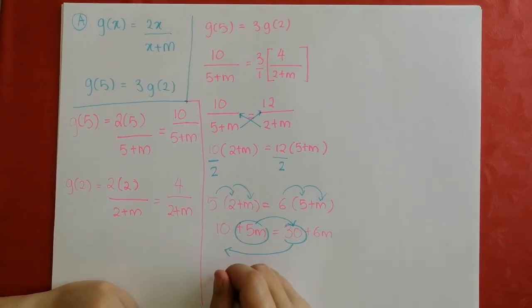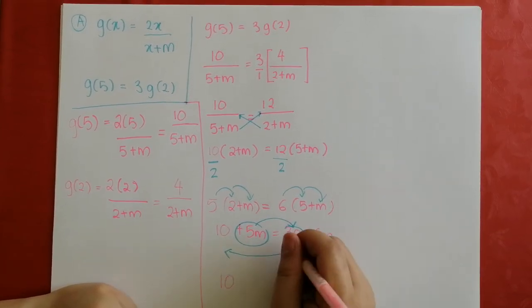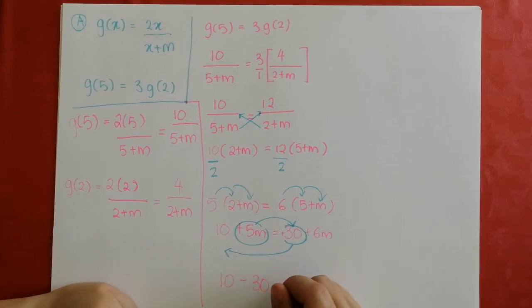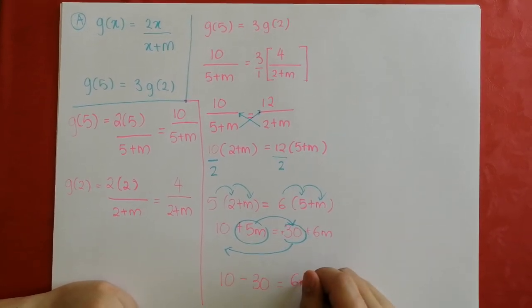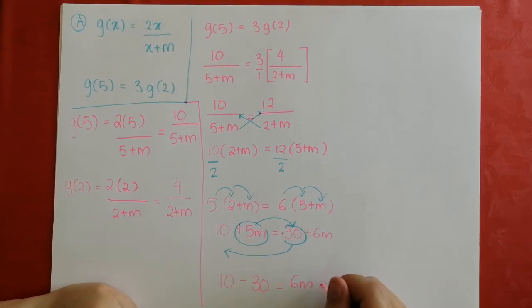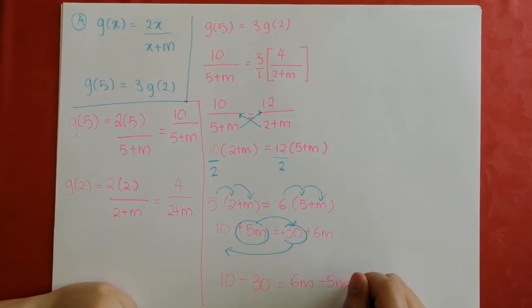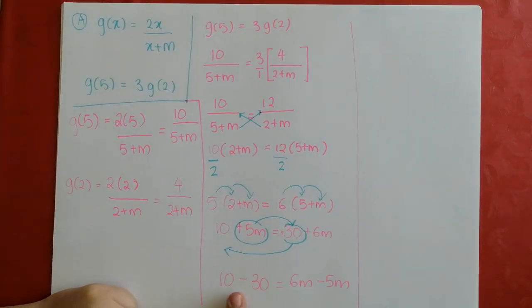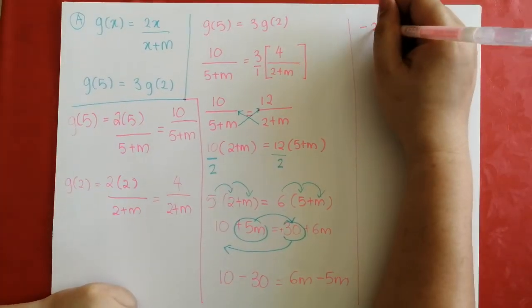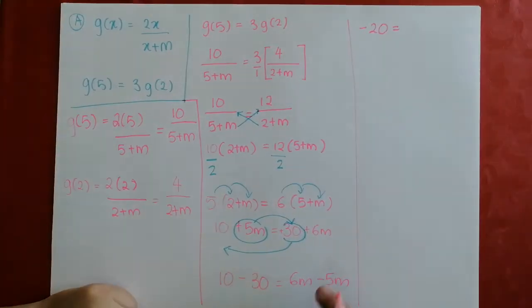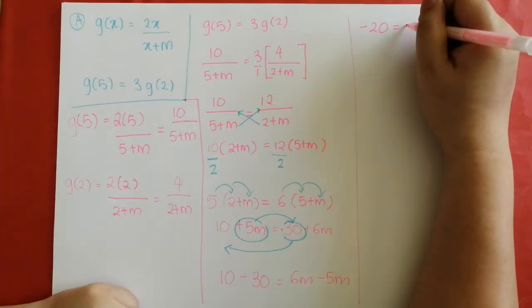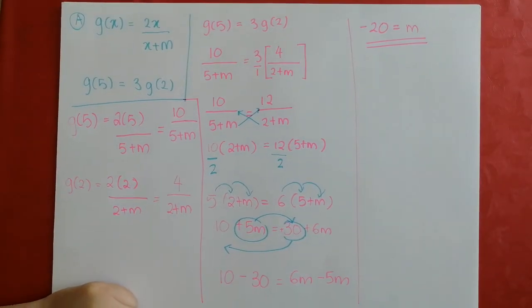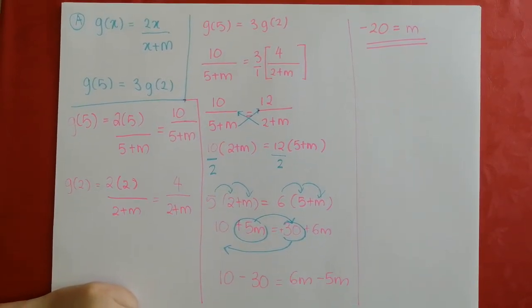So you have 10 on the left. This is a positive 30, bring it to the left, becomes minus 30, equals 6m. Positive 5m, bring it to the right, becomes minus 5m. So from there, simplify that. 10 minus 30 gives you negative 20, equals 6m minus 5m, which gives you m. So therefore, you found that m is equal to negative 20.